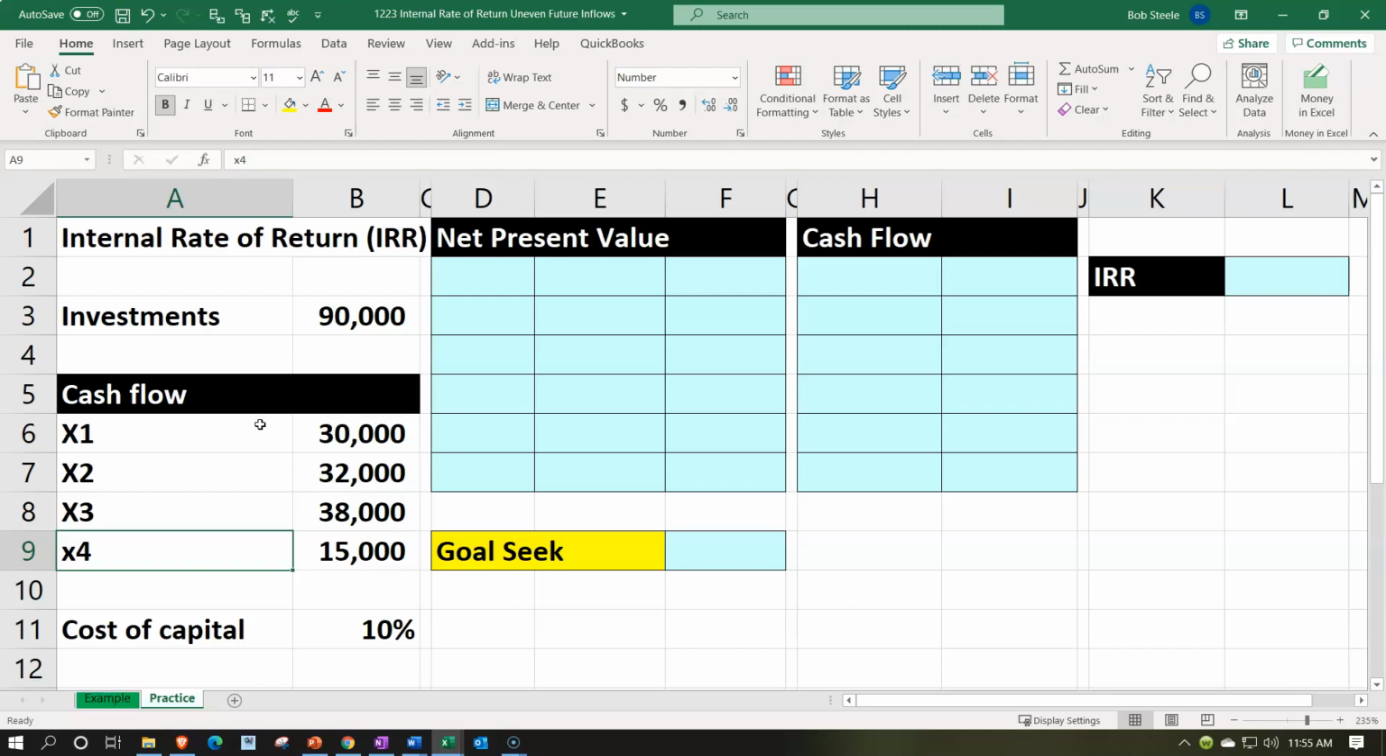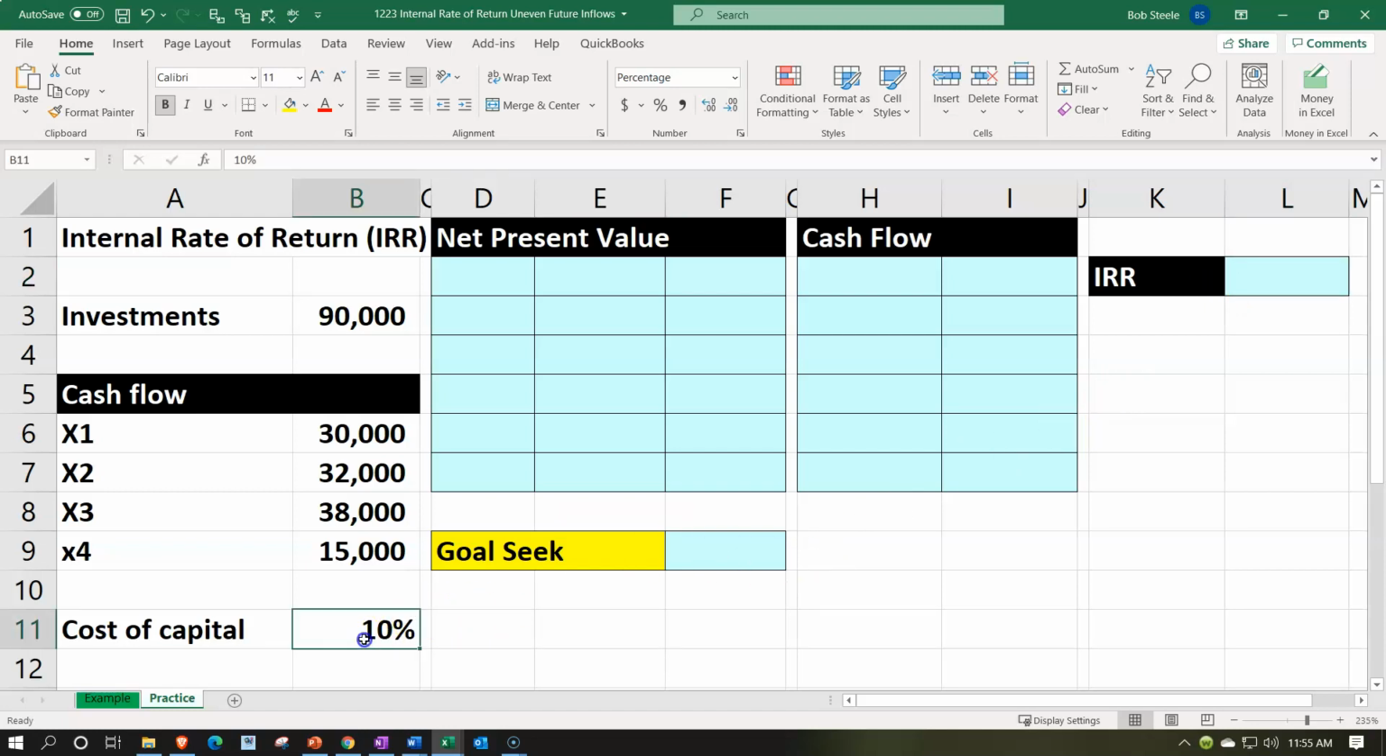One, we can use the net present value calculation and then use goal seek to figure out the internal rate of return. Probably the more intuitive way to do it, probably the one that helps you to understand it best. Then, of course, we can do the internal rate of return formula. So we will do both of those here.